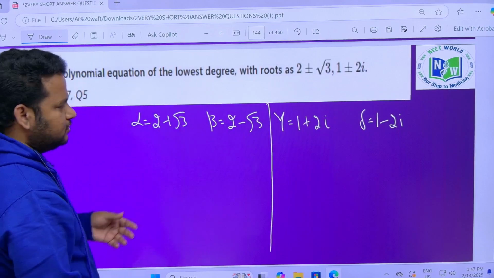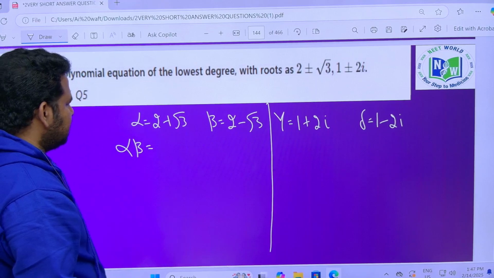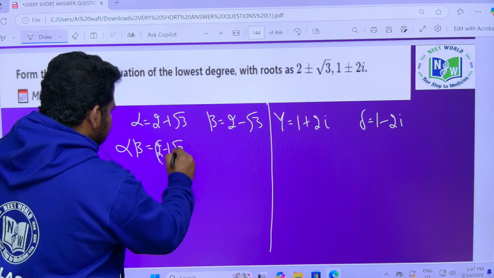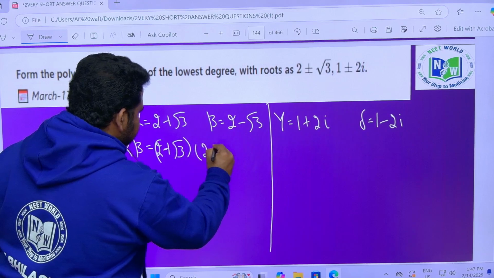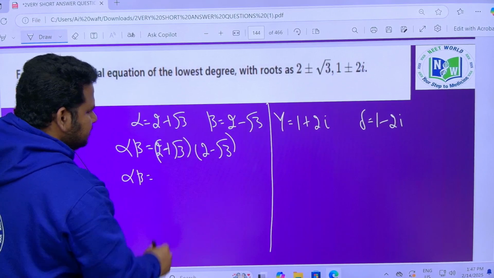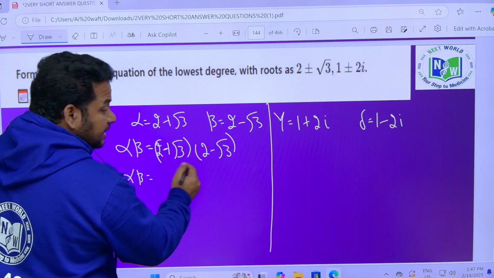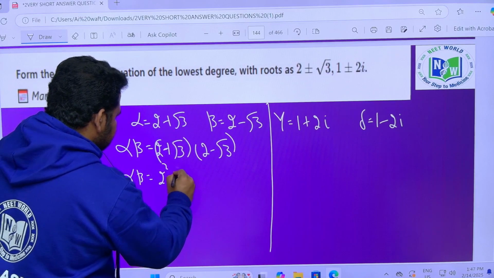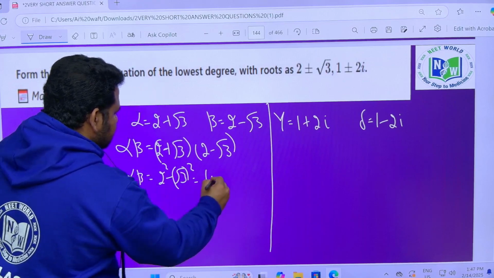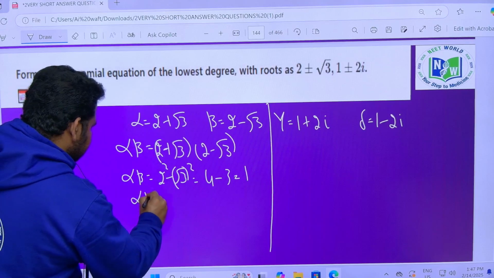Now the product of the roots. How do we find it? Alpha beta is equal to 2 plus root 3 into 2 minus root 3. So this is a plus b into a minus b, which is a square minus b square. So this will be 2 square minus root 3 whole square, that is 4 minus 3, which is equal to 1. So alpha beta will be equal to 1.